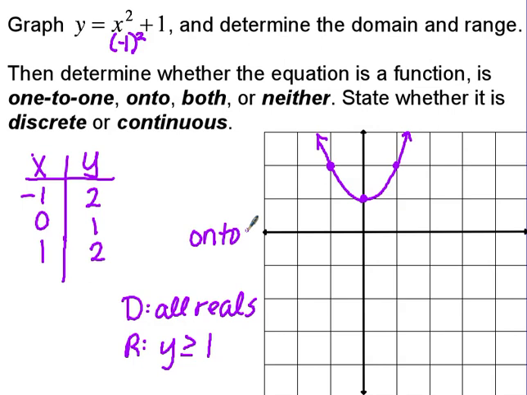Discrete or continuous? How do you determine that? Discrete will just be a bunch of dots. Continuous is just going to be a curve, or a line. So this is continuous. So those are kind of the check mark steps you're going to have to go through.